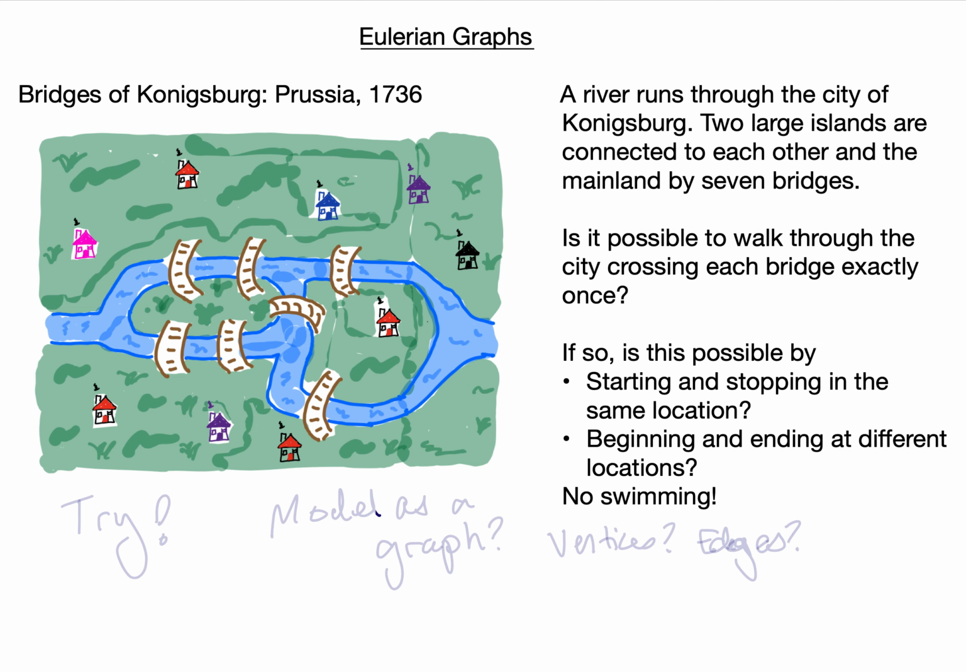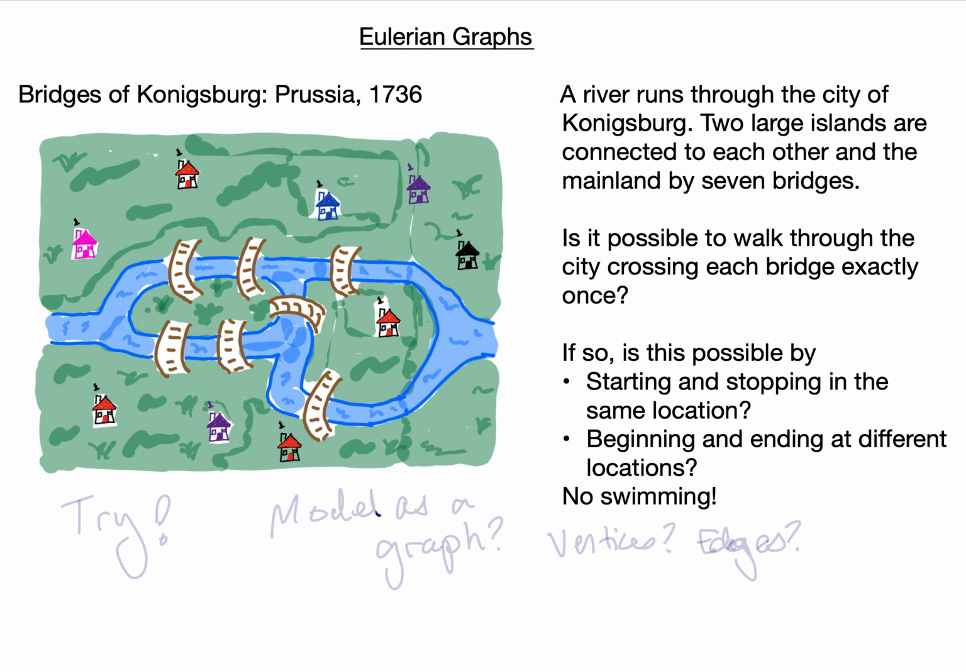The topic of this video is Eulerian graphs. We're going to start by talking about a historical problem, the bridges of Königsberg. This is considered the first problem in graph theory. And so this took place in the 1700s in Prussia. This part of Prussia is now in modern-day Russia.